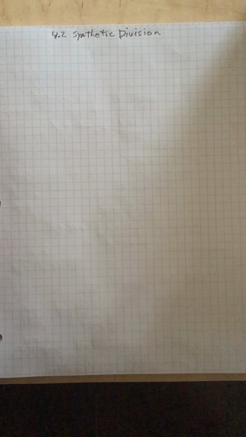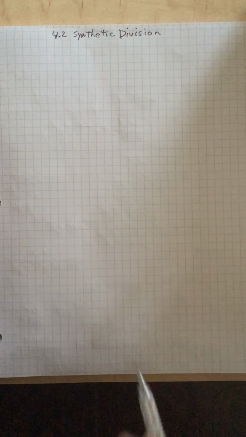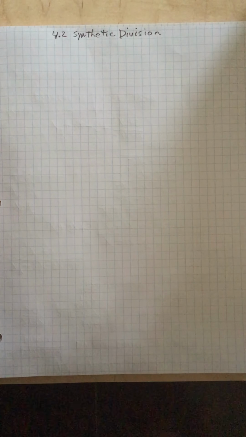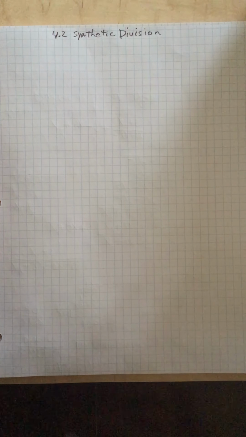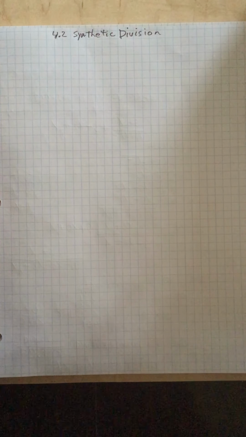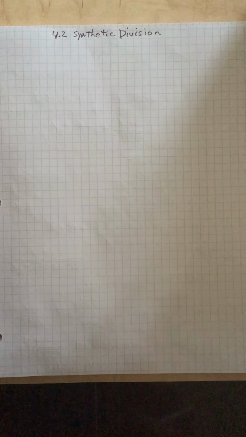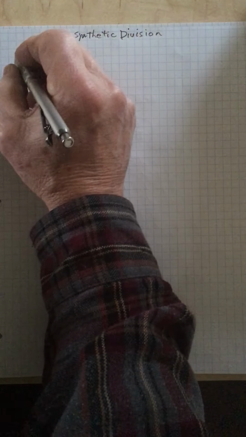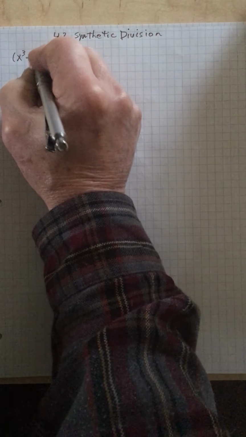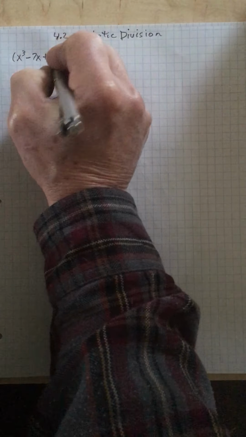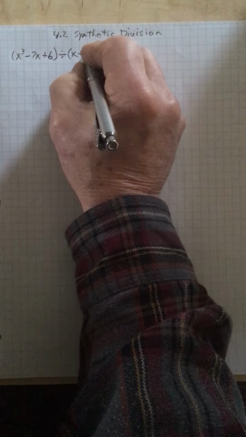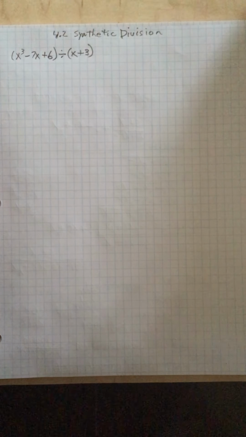Okay, like we talked about, if we have two polynomials and the divisor is linear, we can use a different technique to divide them. It's called synthetic division. There's some explanations in the book that are pretty good, but I think I'll go right to an example and we'll see how to set it up from there. So let's look at this problem here.